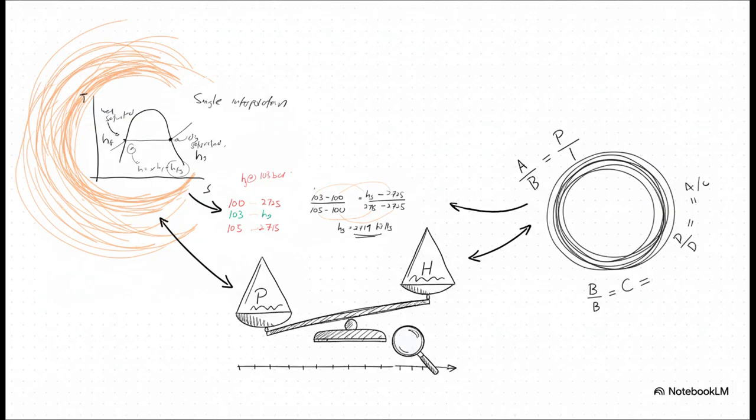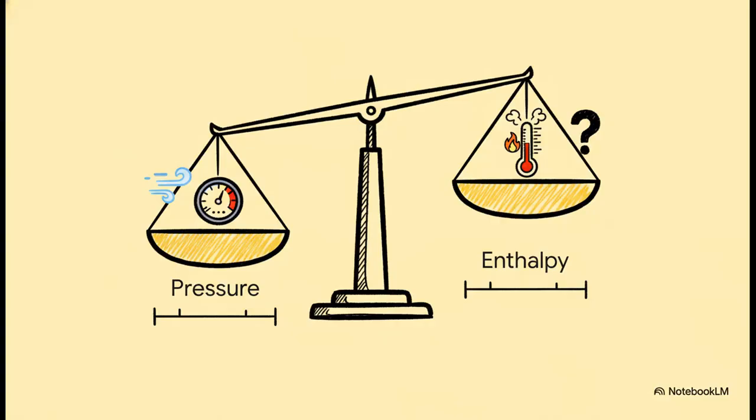And this visual pretty much sums up the entire method in one elegant picture. Think of it like a balance scale. On one side, we have our known variable, which is pressure, and on the other side, our unknown, which is enthalpy. The core of it is that the ratio we find on the pressure side has to be exactly the same as the ratio on the enthalpy side. Let's break that down a bit. The pressure side of the equation is just figuring out how far our target of 103 bar is along the total pressure range from 100 to 105. And this exact same proportion has to hold true for our unknown enthalpy value, which we're calling Hg, along its own range from 2725 down to 2715.